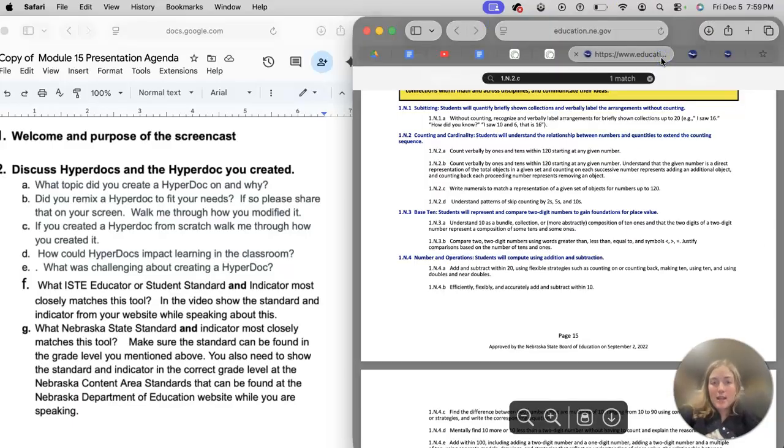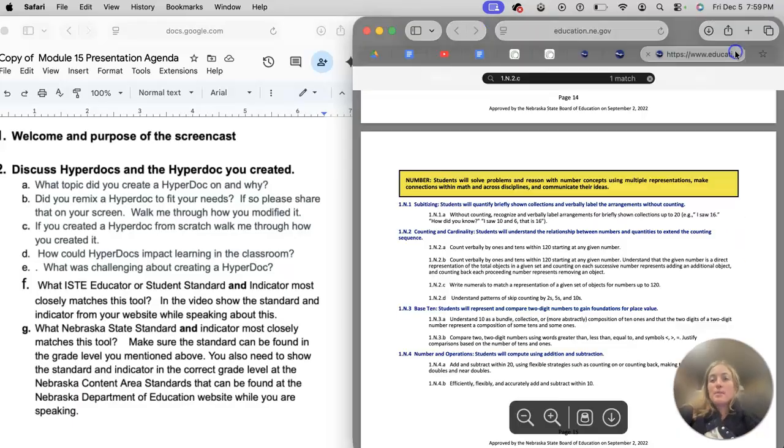So for the Nebraska standards, I did 1.N.4a. Add and subtract within 20 using flexible strategies such as counting on or counting back, making 10, using 10, and using doubles and near doubles. So they would be working towards this, and they would be adding and subtracting within 20.